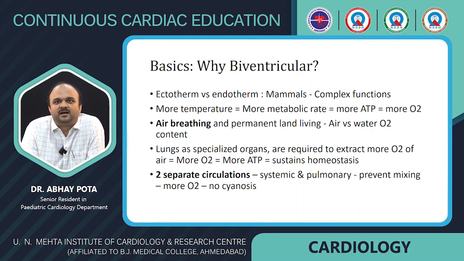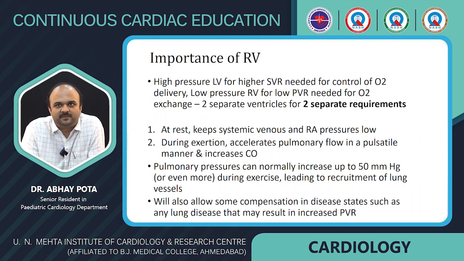So there are two separate circulations, systemic and pulmonary. Separate circulations prevent mixing, hence more oxygen is there and no cyanosis is there. From an evolutionary biology perspective, all this is a little too simplistic, but it serves our purpose for basic understanding. Now, we have established that separate pulmonary circulation and lungs are important, but why is a separate ventricle needed? So what is the importance of the right ventricle?